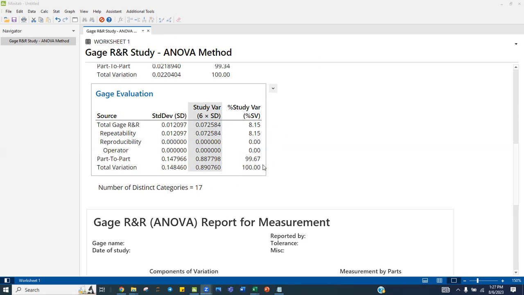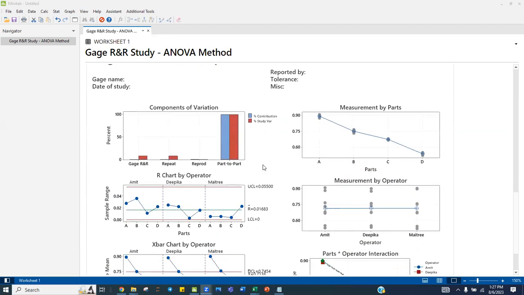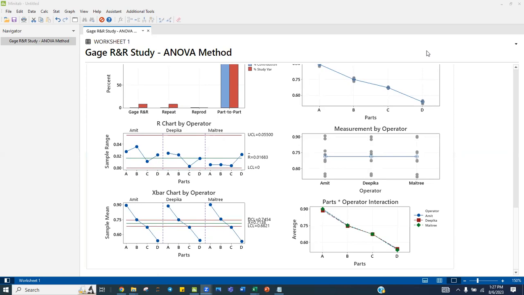How my measurement system is doing with respect to the operator and product, I can look at these graphs. If I look at the last graph, which is the part and operator interaction, it gives you almost a summary in a graphical way, with parts A, B, C, and D here. The three operators are represented by blue, red, and green: Amit, Deepika, and Maitri. For part A, all three operators give almost the same value. Same for part B, same for part C and D. All three operators give the same output, which indicates there is no variation among the operators. Whatever values they are measuring, they are consistent enough.